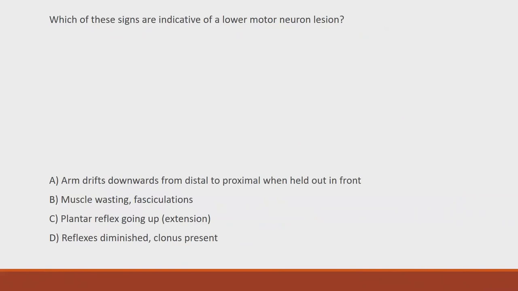But yes, it is B. D, that is reflexes diminished, but clonus present is an upper motor neuron lesion, remember that? And then muscle wasting and fasciculations, those are lower motor neuron signs. Arms drifting downwards, that's your pronator drift, not Romberg's. And then your plantar reflex going up, that's an upper motor neuron sign. So that's a positive Babinski sign, yeah?